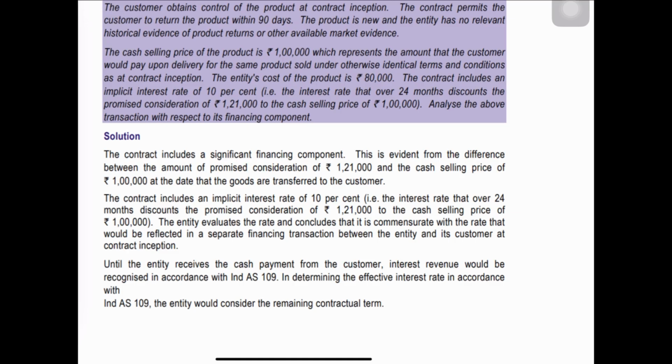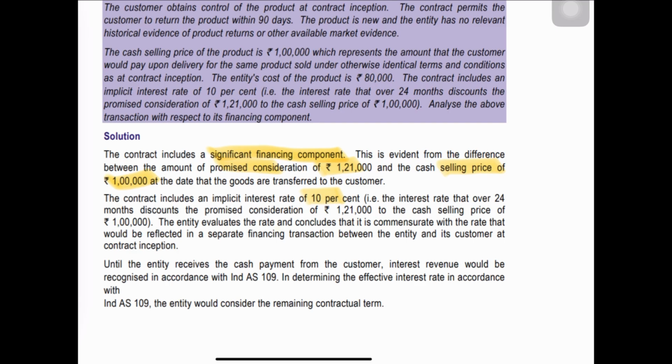So here the contract includes a significant financing component. This is evident from the difference between the promised consideration of 1,21,000 and the cash selling price of rupees 1 lakh. So 21,000 clearly demonstrates a significant financing component. The contract includes an implicit interest rate of 10%. That gives this 21,000 rupees.